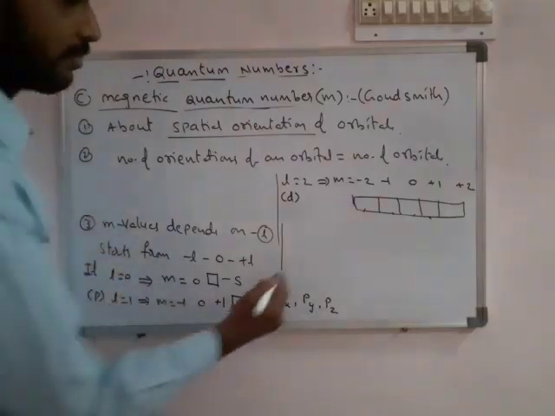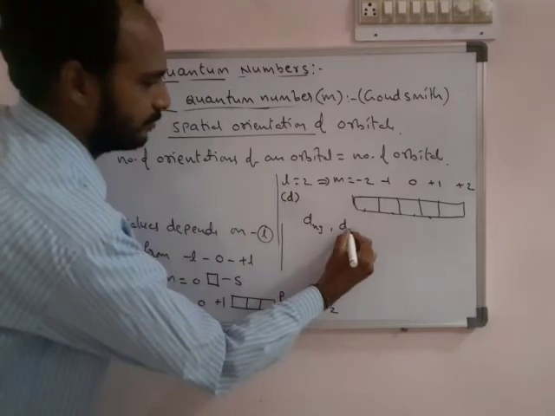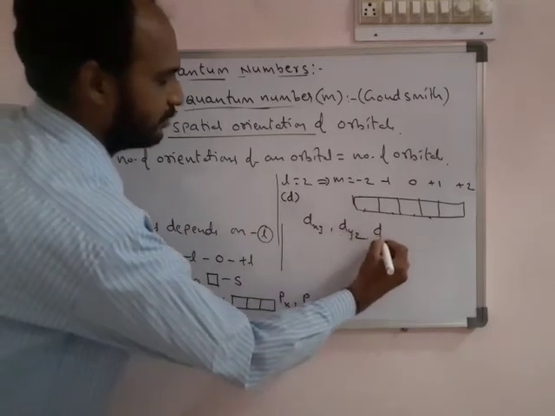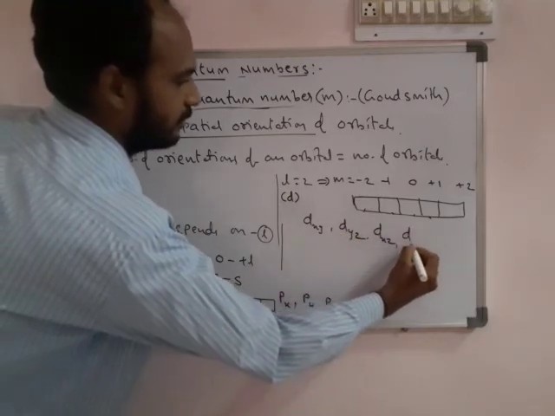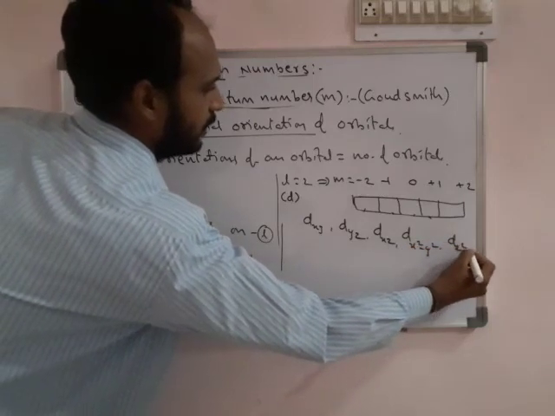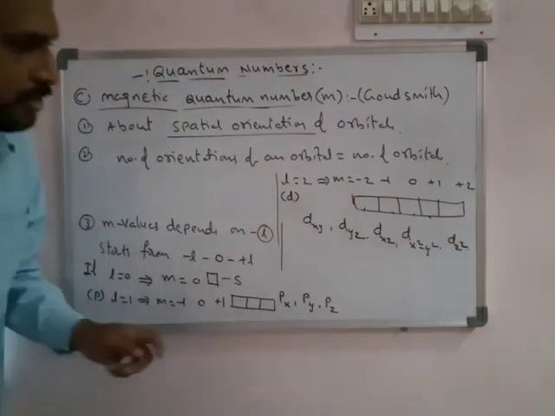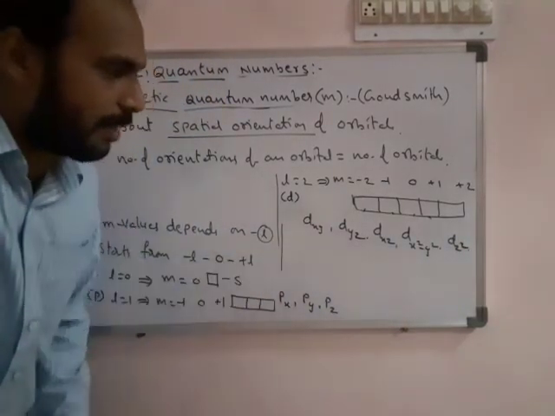So that is for f orbitals. Actually these all start from dxy, dyz, dxz, dx square minus y square, dz square. Okay, so these are the 5 d orbitals.